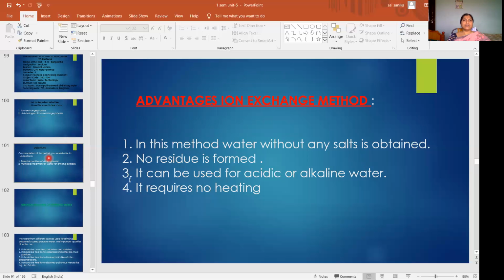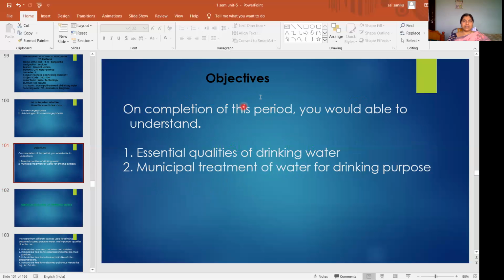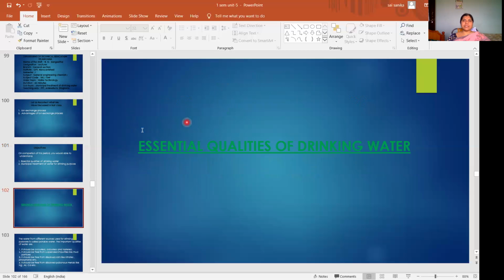So our today's topic. What are the objectives? On completion of this period you should be able to understand these two topics: the essential qualities of drinking water, and second, municipal treatment of water for drinking purpose. First we will see the essential qualities of drinking water.